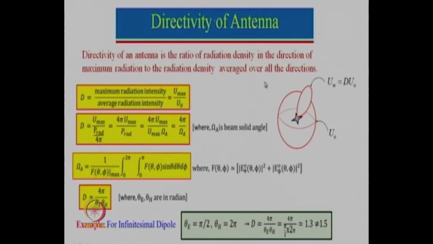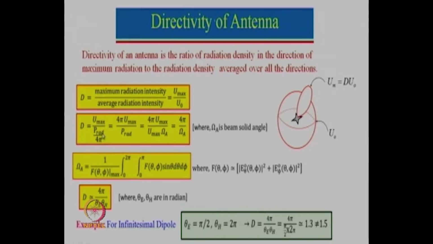How do we define it? The basic definition is that the directivity of the antenna is the ratio of radiation density in the direction of maximum radiation. Please note, it is the direction of maximum radiation. So, for example, what is the radiation density in this direction divided by what it would be if it had radiated in a sphere. That is how we define directivity, given by maximum radiation intensity divided by average radiation intensity, which is for, let us say, an isotropic antenna.